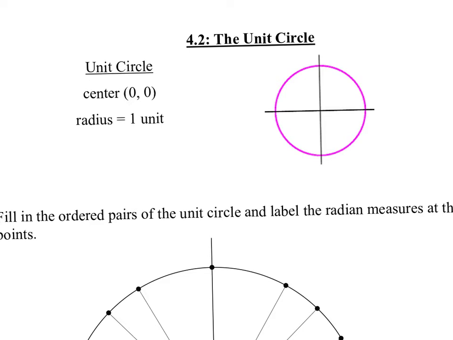A unit circle has a center at 0, 0. So if I look at this right here, the center is at 0, 0. The radius is 1 unit. That's why it's called the unit circle, because the radius is 1 unit long.